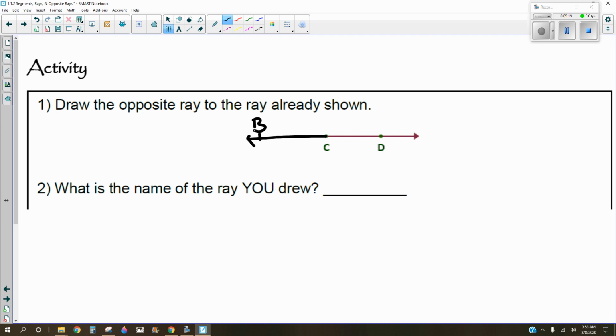What is the name of the ray you drew? Well, I drew a ray that started at C and moved toward B. So I drew ray CB.